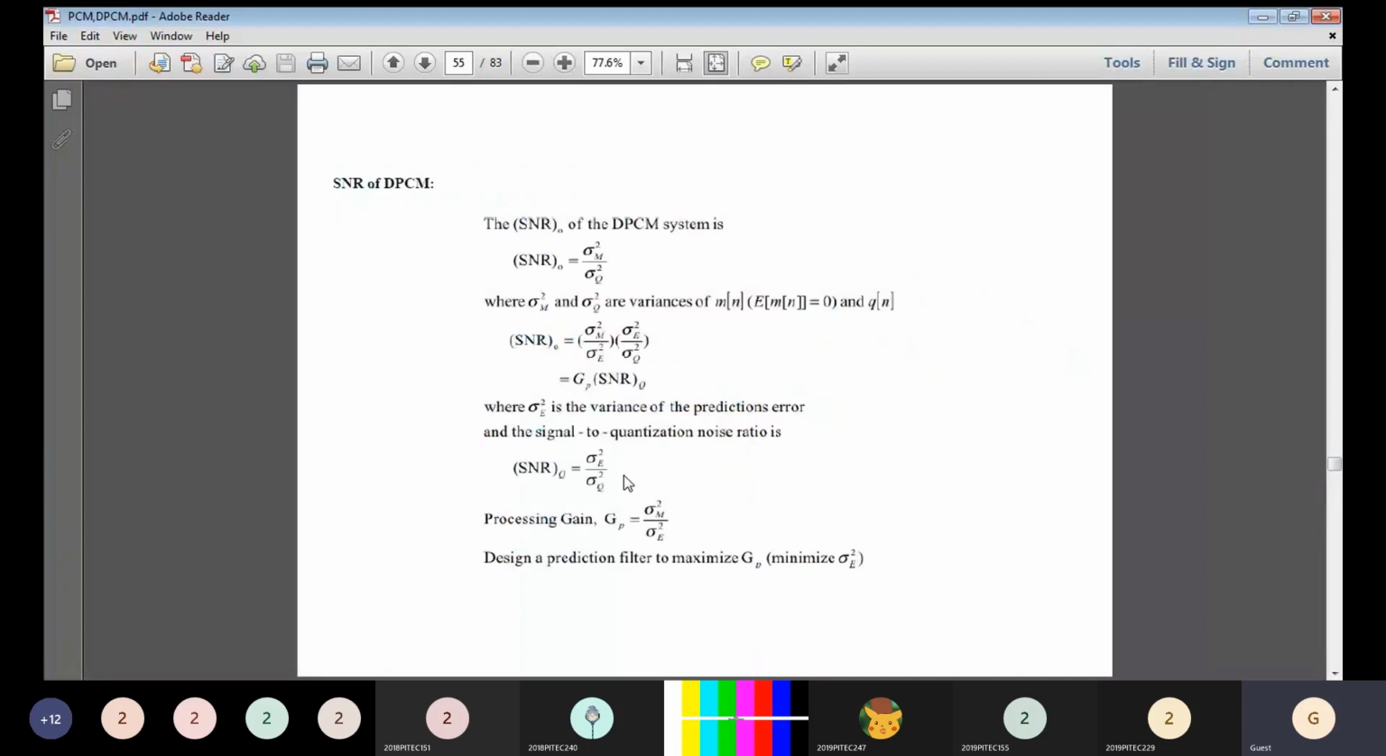This is the SNR of DPCM. Simply, we can go through that. SNR of DPCM is sigma m square divided by sigma q square. Sigma m is nothing but the message signal, and sigma q is the quantized signal. Simply we can say SNR of DPCM is Gp into SNR of Q, and Gp is the processing gain. The formula for processing gain is sigma m square divided by sigma e square.